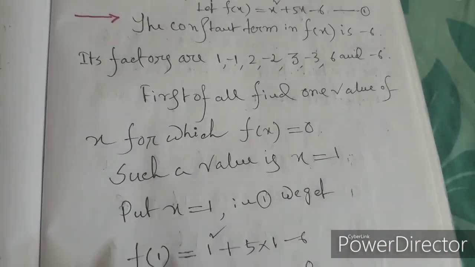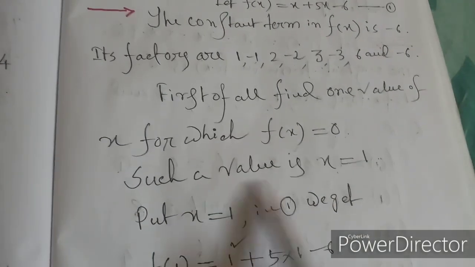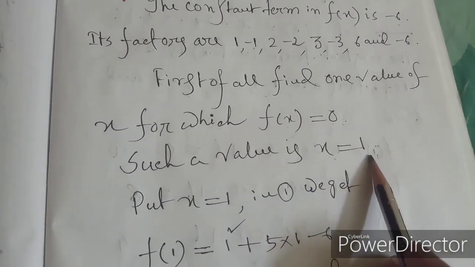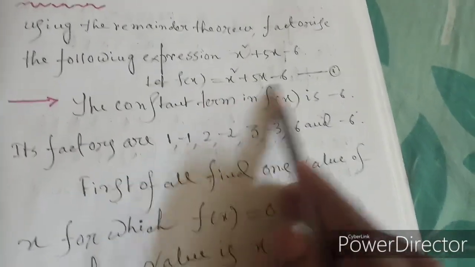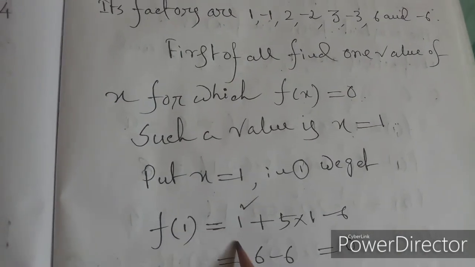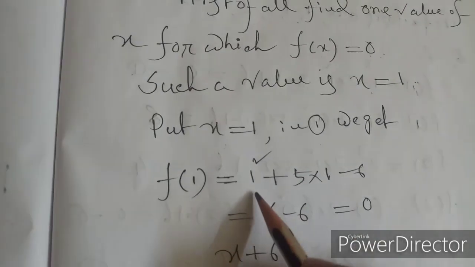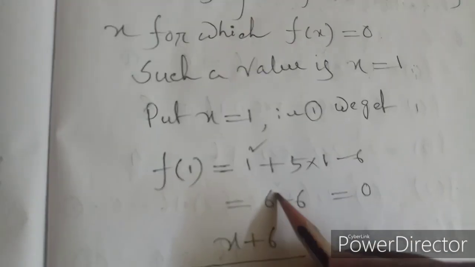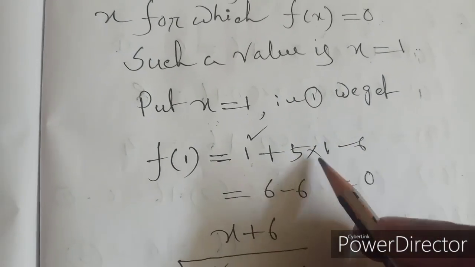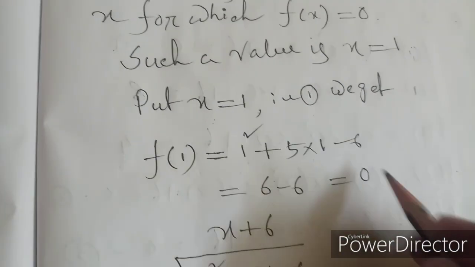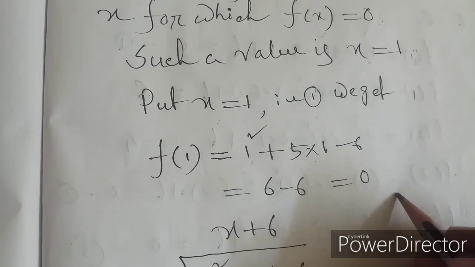You can check it. So now, since such value of x is 1, we put x equal to 1 here. Since f(x) equal to this, put x equal to 1. This is f(1). So x square, instead of x is 1, so 1 square plus 5 into 1 minus 6. That is 1 plus 5 minus 6, that is 6 minus 6, that is 0. Got it?